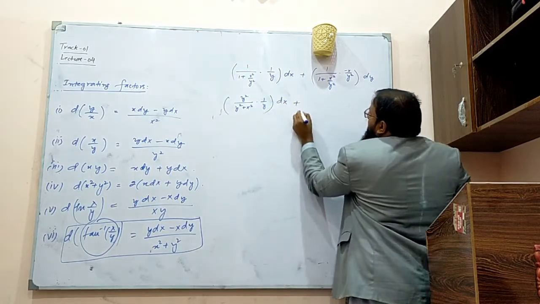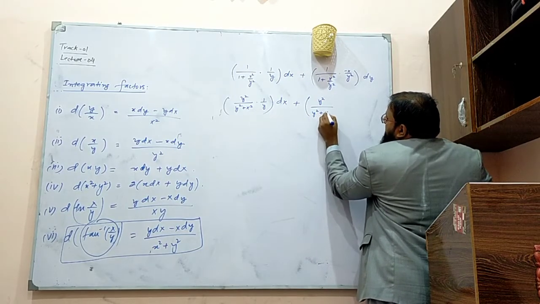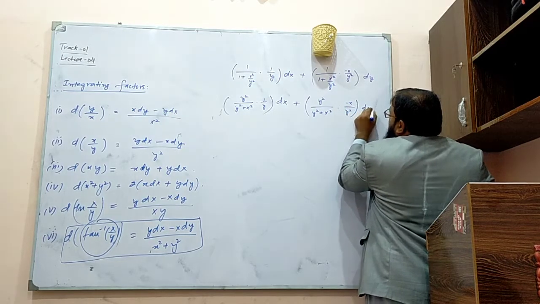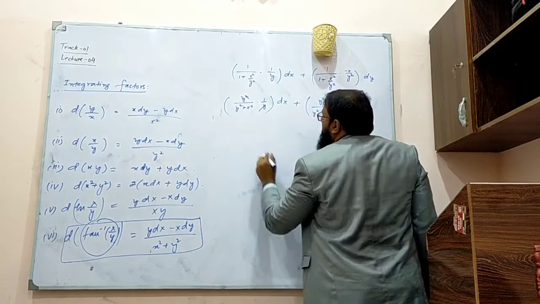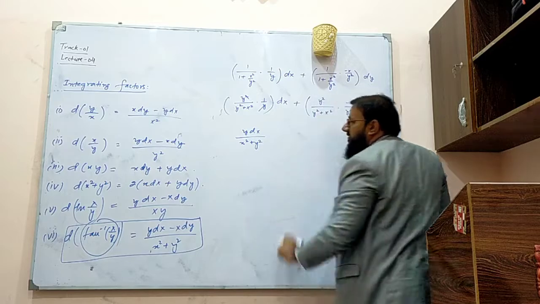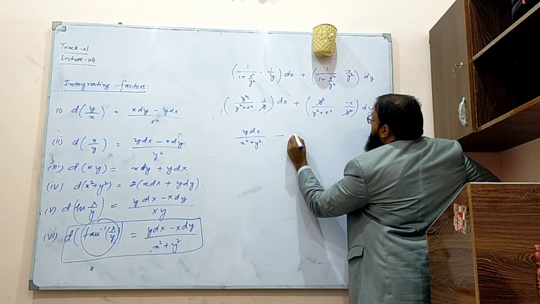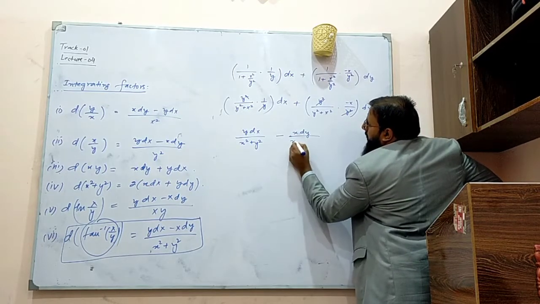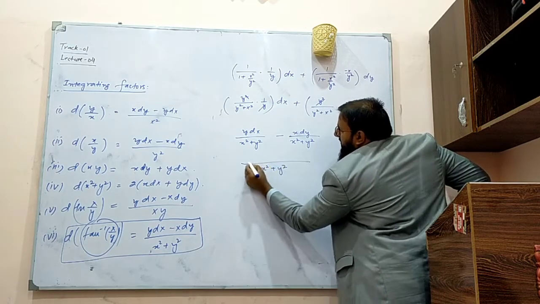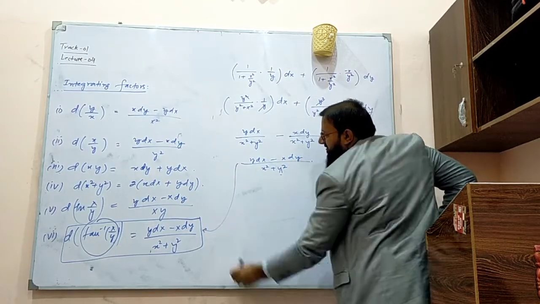Plus you can do the same thing, y square would be numerator, and y square plus x square times minus x over y square, dy. The y is cancelled, you are left with y dx over x square plus y square, and y squares are cancelled, you get minus x dy over x square plus y square, and if you take the LCM, x square plus y square, y dx minus x dy, which is the same as this.